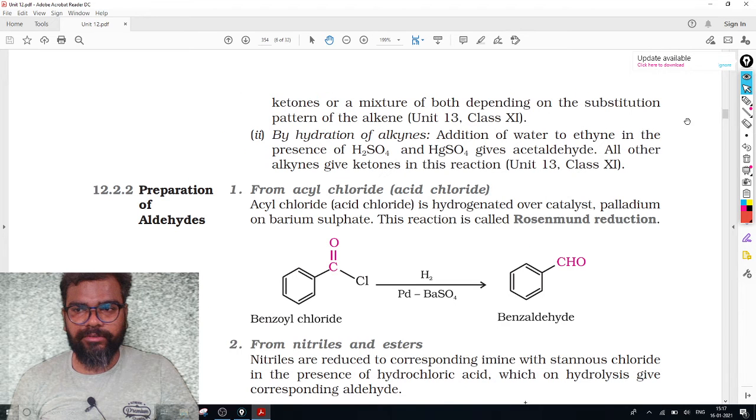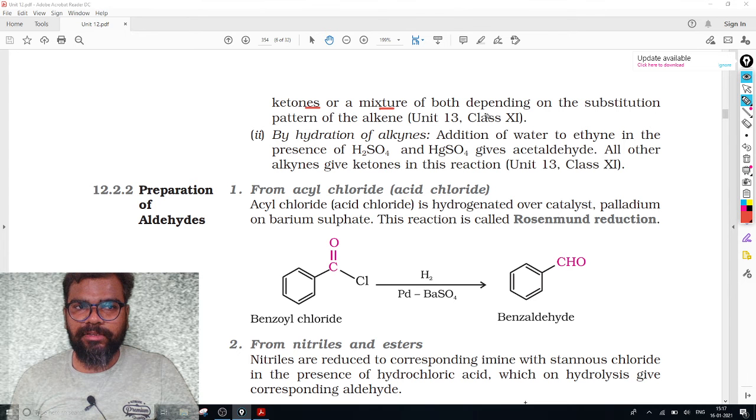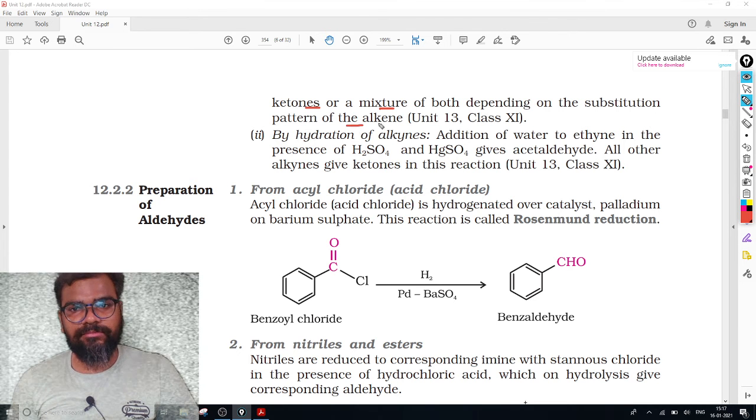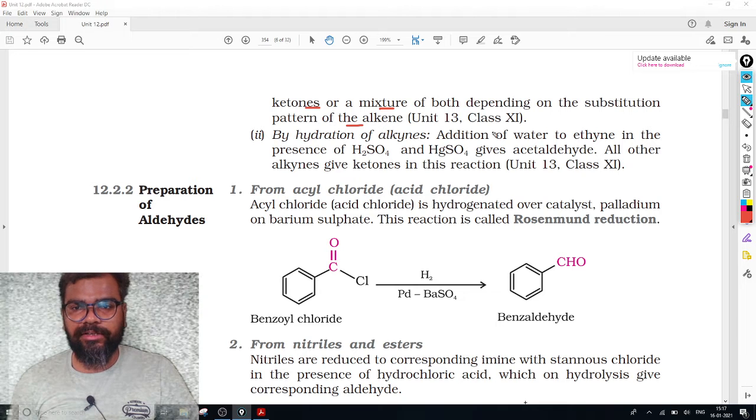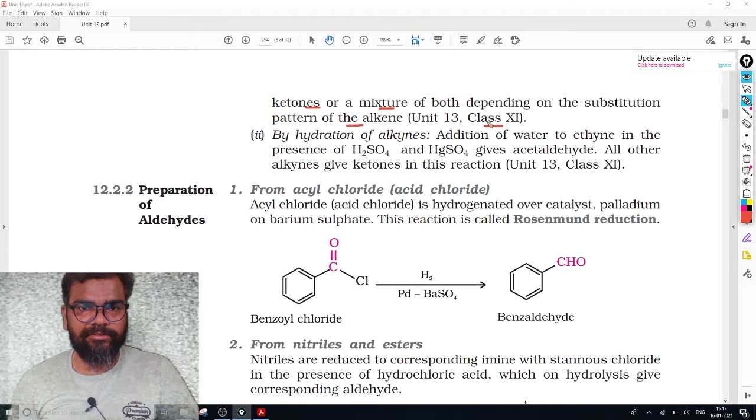ketones, or a mixture of both, depending on the substitution pattern of the alkene. Unit 13, class 11, we have already done this.